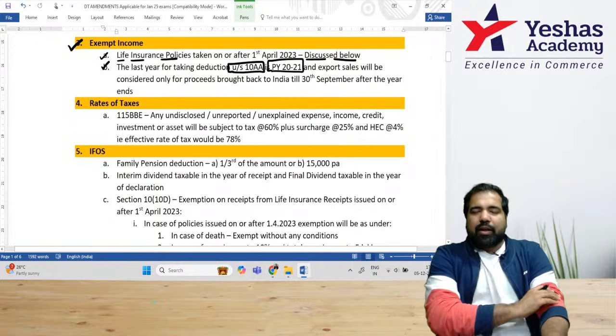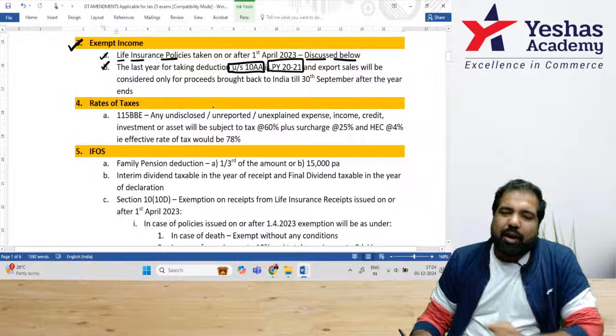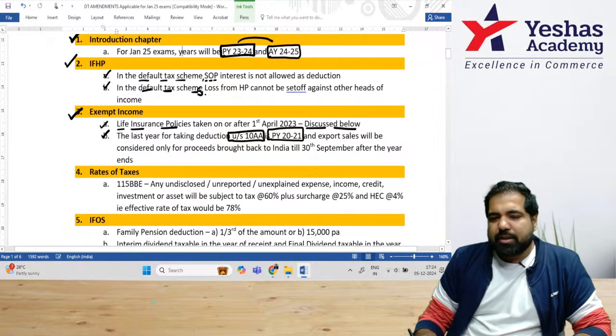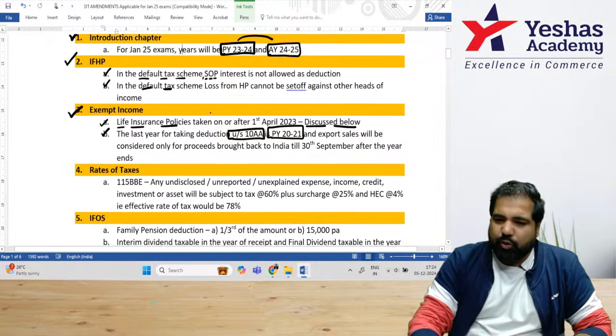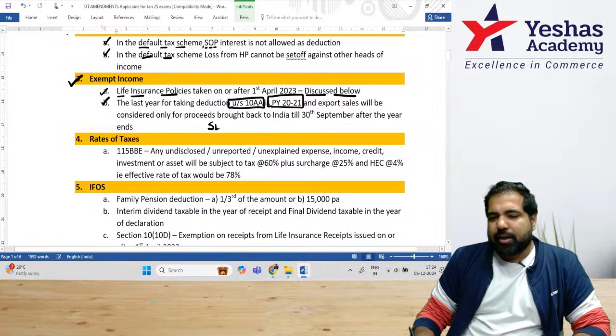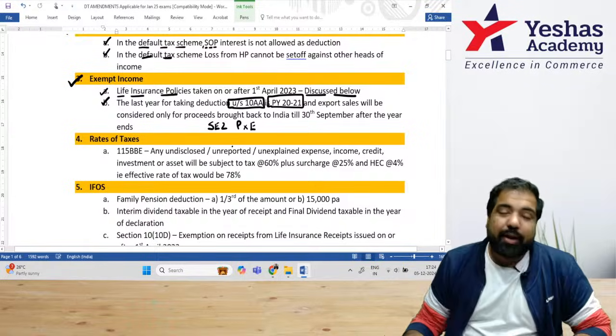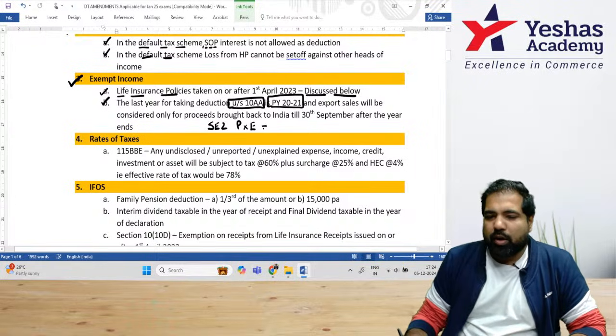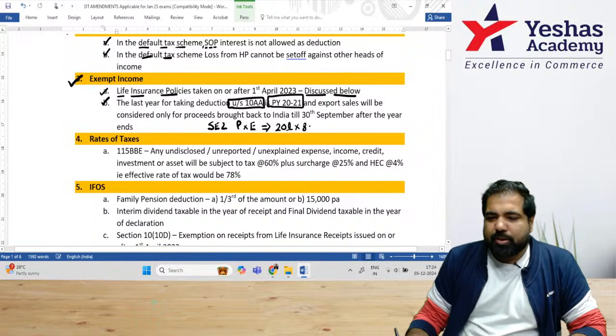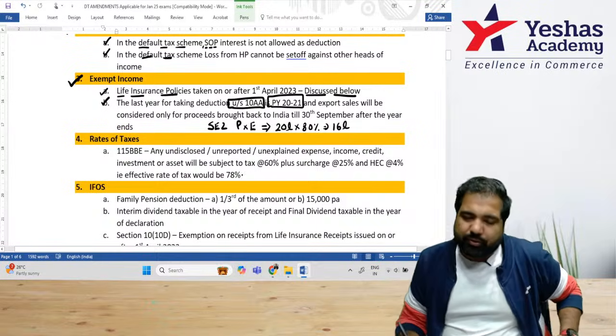Second, in this 10A deduction, what we have to calculate is the SEZ's profit and exports. If you remember the shortcut, we take the profit of the SEZ and multiply with the exports. We call it SEZP in our shortcut language. Now, in that example, the profit is 20 lakh and the export is 80%. So you will get a deduction of 16 lakh in the first 5 years.